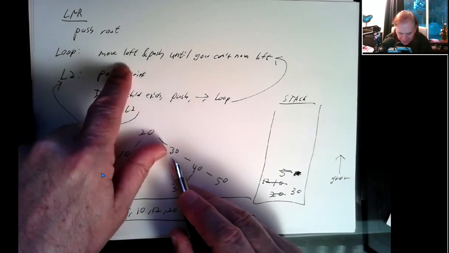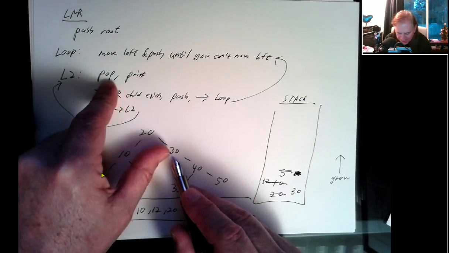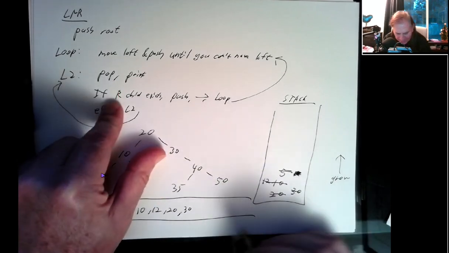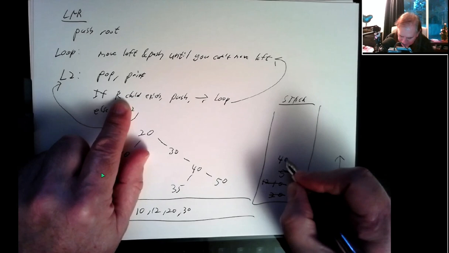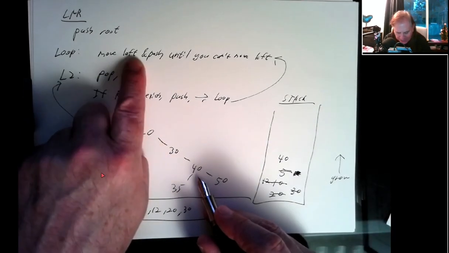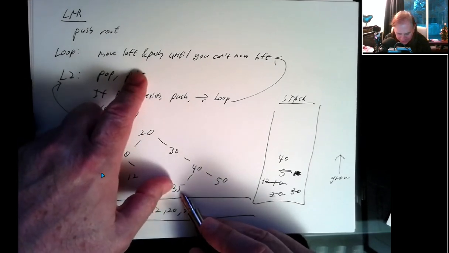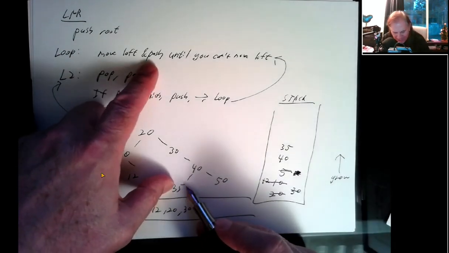Move left and push until you can't move anymore. Well, we can't move to the left of 30, so we come to L2, we pop it, we print it. And then if there's a right child, which there is, we push it. So push a 40 on the stack. I'm just moving up here because there's more space. Push a 40, go back to loop. Loop says move left and push, so there's a 35, so we'll push that on the stack. And go back and try to move left.